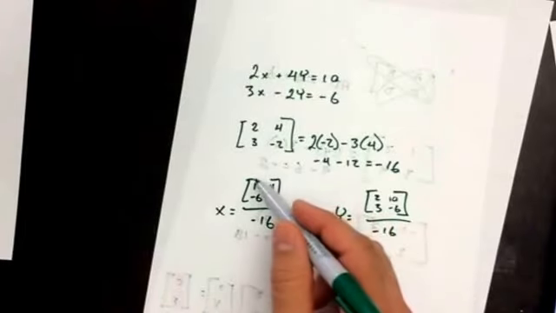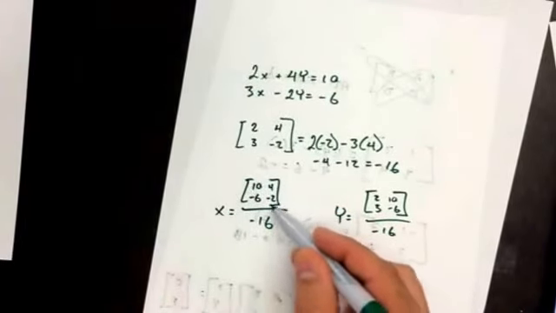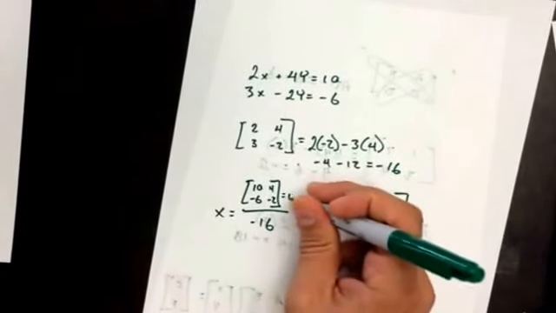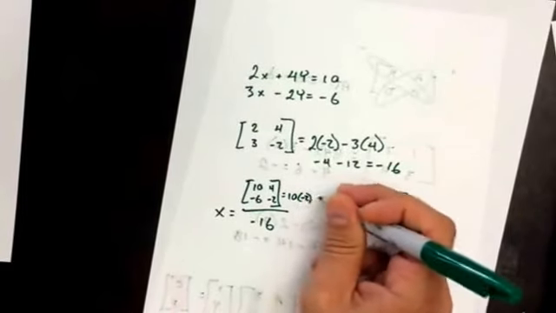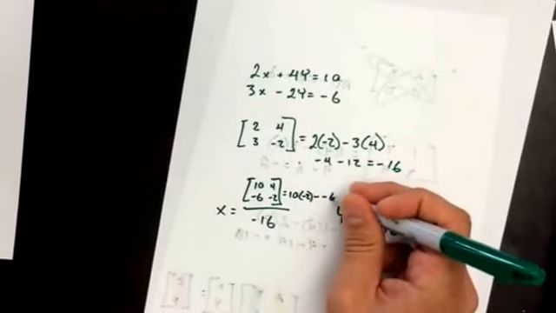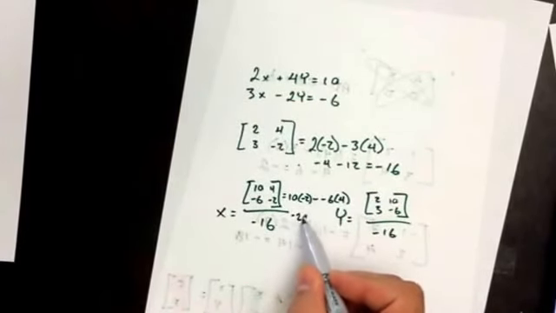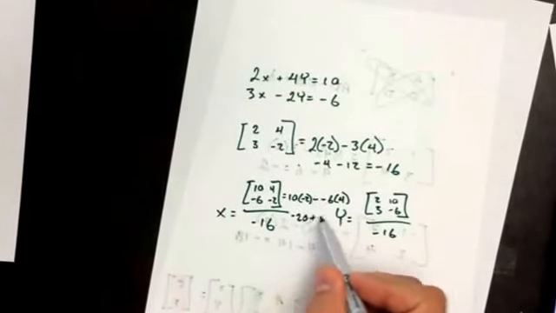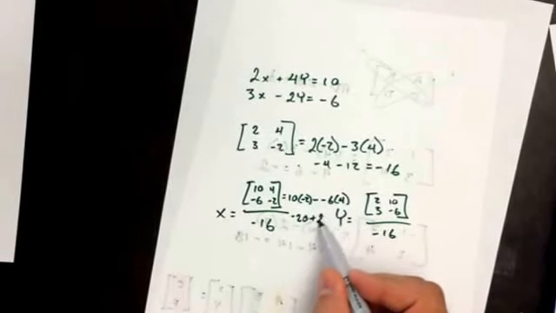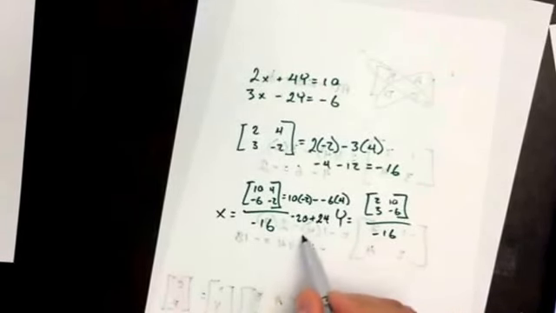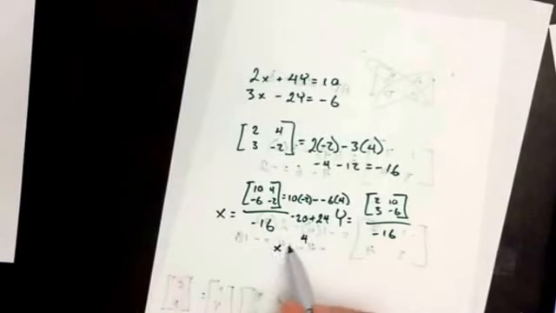Now obviously this isn't the answer. What we need to do now is find the determinant of this matrix right here. So we're going to do 10 times -2 minus -6 times 4. 10 times -2 is -20. A minus a negative is plus. 6 times 4 is 24. So that gives me 4. So x is going to equal 4 over -16, which is -1/4.